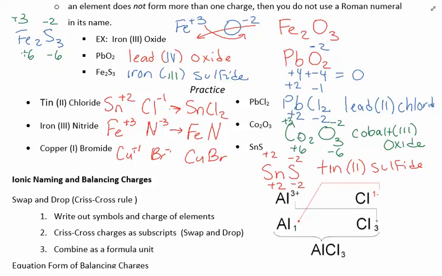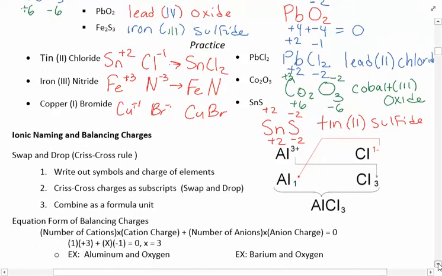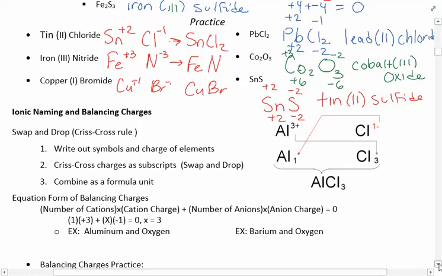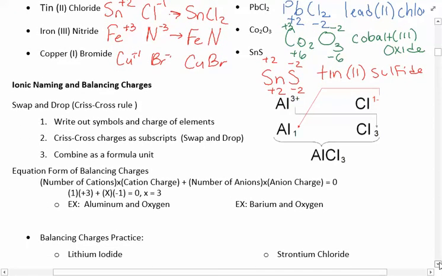If you had a 2 and a 4, same kind of idea, so you would simplify that to a 1 and a 2. We don't ever write ones in our formulas because if you write the element, you assume that it's going to be there. And then in this last part, this is just reinforcing the swap and drop, which can also be called crisscross, so that you can balance the charges. With this, we have chlorine with a -1 and aluminum with a +3. We end up with AlCl3.